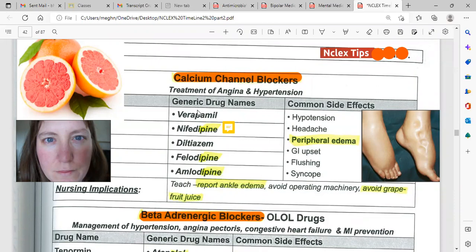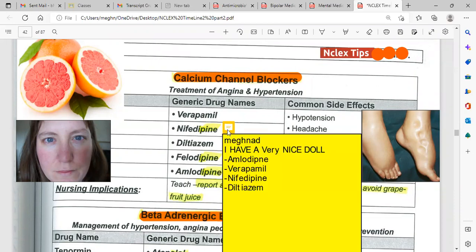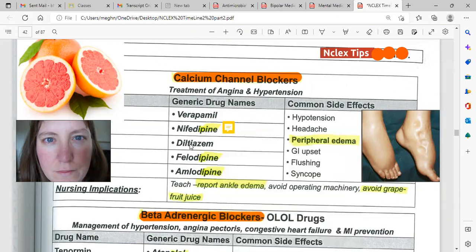Okay, how do these groups of medication work? They block the calcium channel from crossing into the heart muscle cell, and they decrease the blood pressure, they decrease the pulse rate, but increase the contractility. Okay, so common side effects: hypotension, headache, peripheral edema.